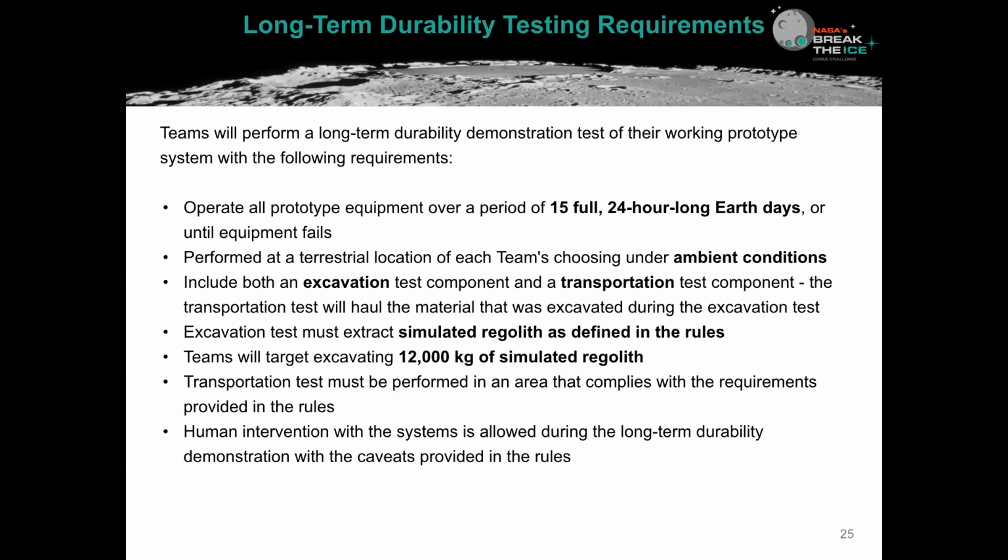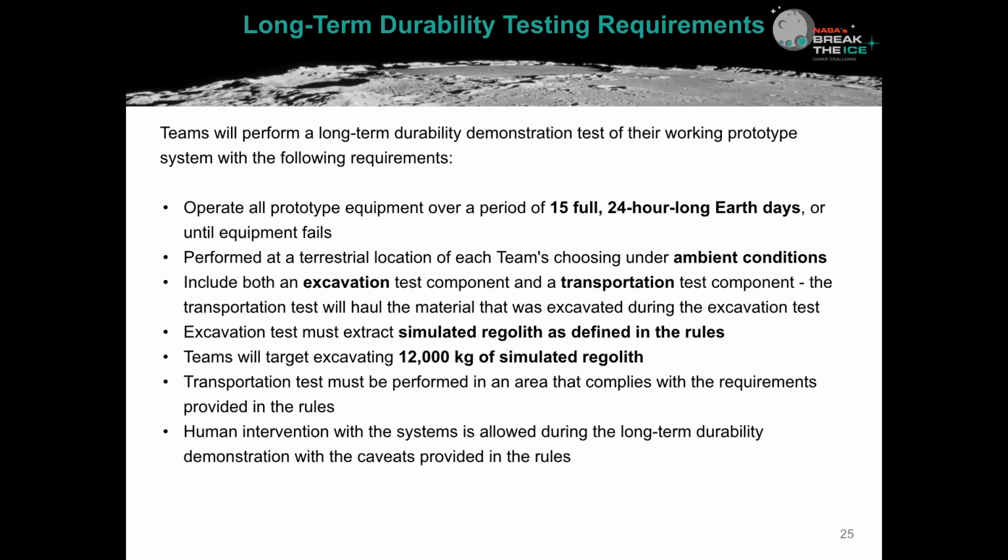We'd like to operate the prototype over a period of 15 full 24-hour-long Earth days, at a terrestrial location of each team's choosing under ambient conditions. Of course, more details are given in the rules documents. The test will include both an excavation test component and a transportation test component. The transportation test will haul the material that was excavated during the excavation test.